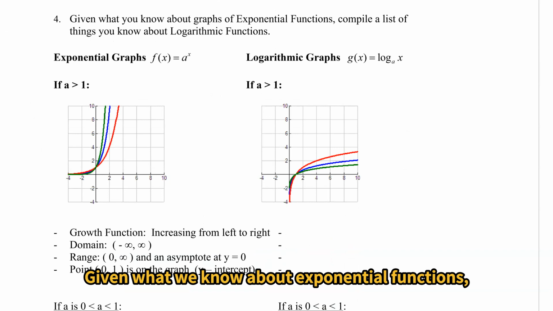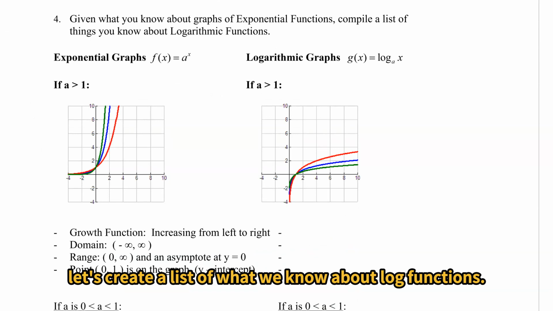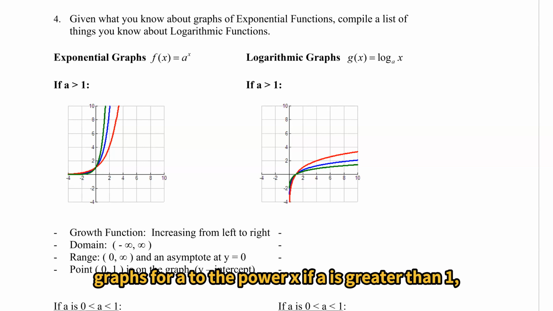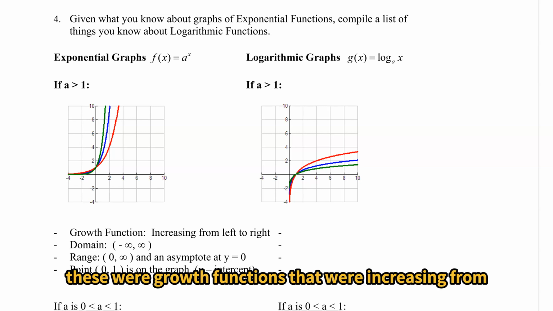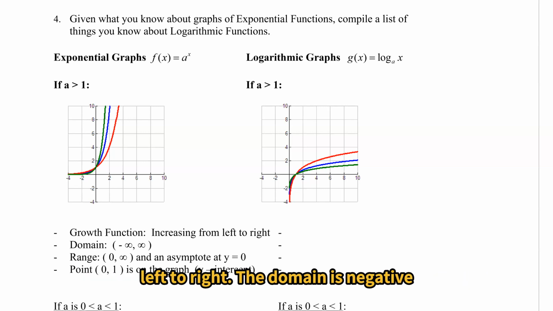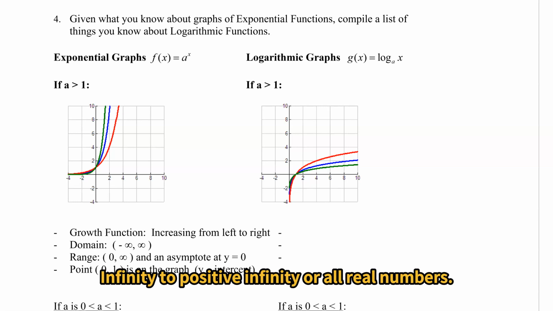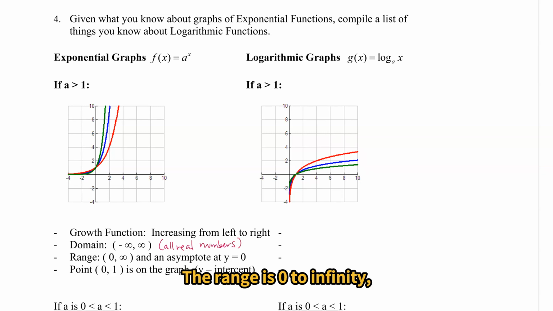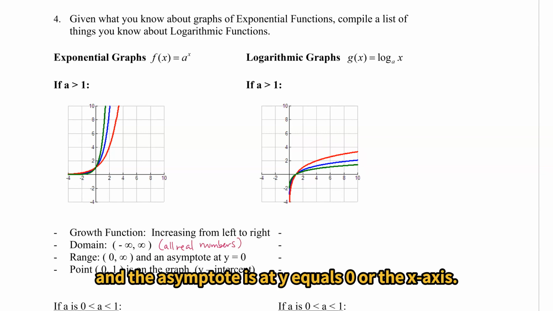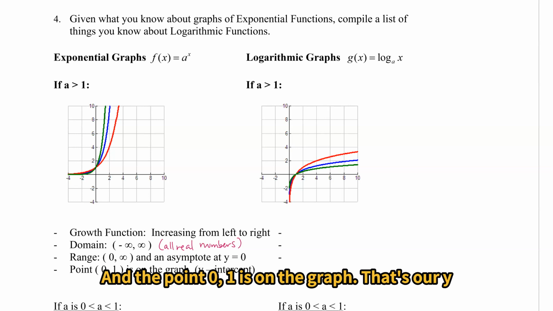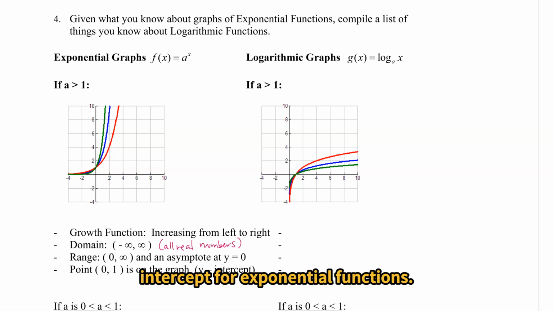Given what we know about exponential functions, let's create a list of what we know about log functions. Starting out, exponential graphs for a to the power x if a is greater than 1. We saw that these were growth functions that were increasing from left to right. The domain is negative infinity to positive infinity, or all real numbers. The range is 0 to infinity, and the asymptote is at y equals 0, or the x-axis. And the point 0, 1 is on the graph. That's our y-intercept for our exponential functions.